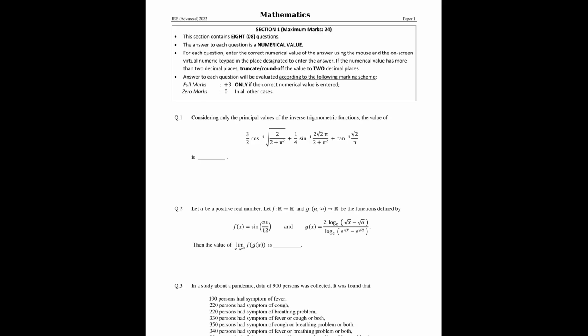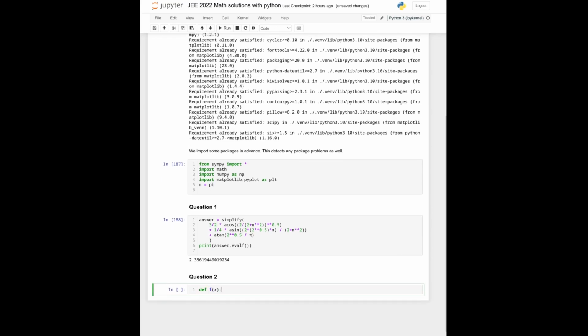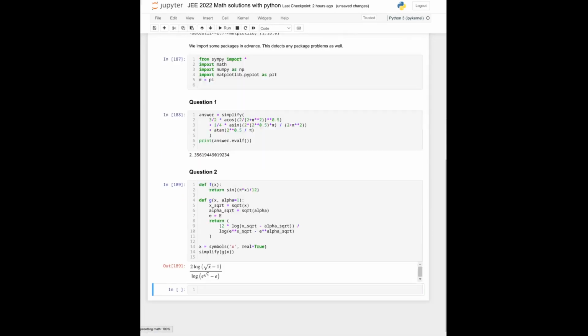What is alpha? Okay, alpha is a positive real number. What if we keep alpha as 1? That will simplify the question. Type f of x and g of x. Value of limit f of g of x as x approaches from the positive side. Let's look at g of x. So g of x cannot be further simplified.